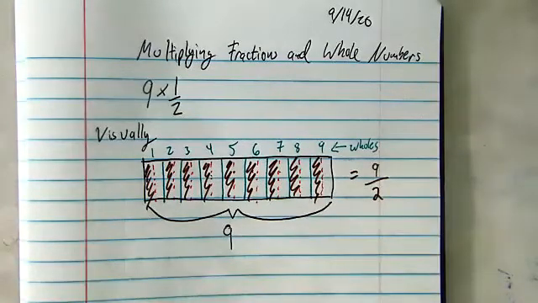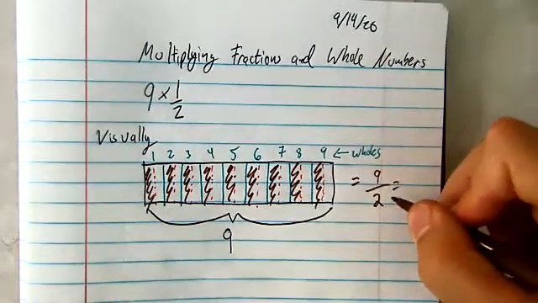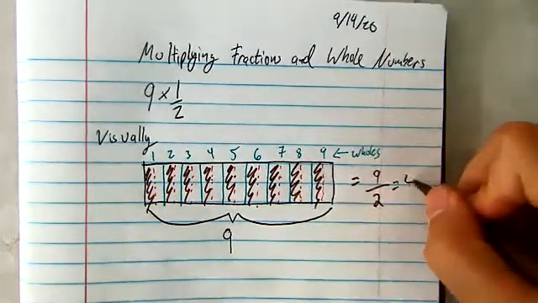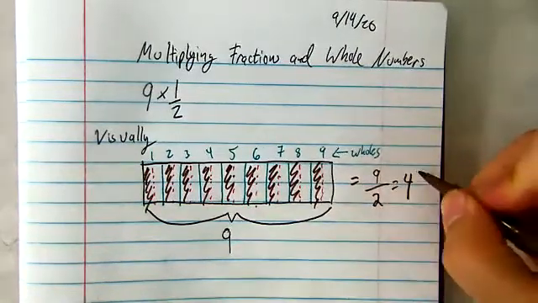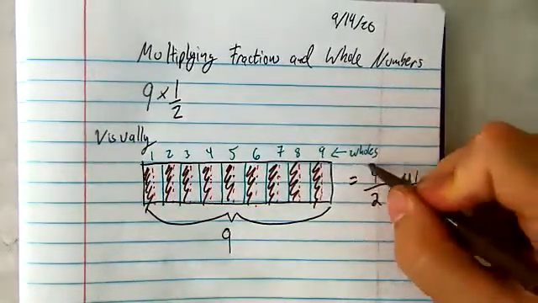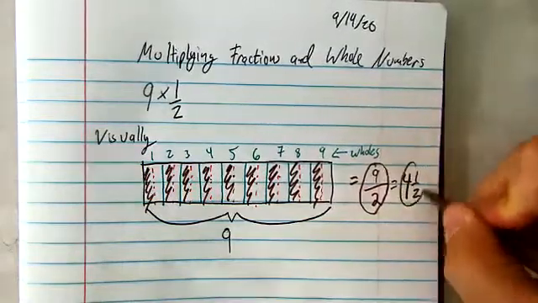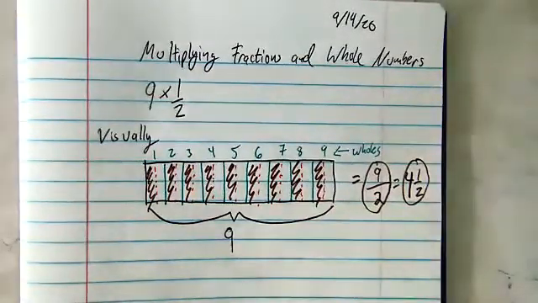Now, if I wanted to convert that to a mixed number, I very easily could. That would be how many times does 2 fit into 9? Fits in 4 whole times with 1 left over. So that's 4 and 1/2. Either one of these would be acceptable answers, either 9 halves or 4 and 1/2.